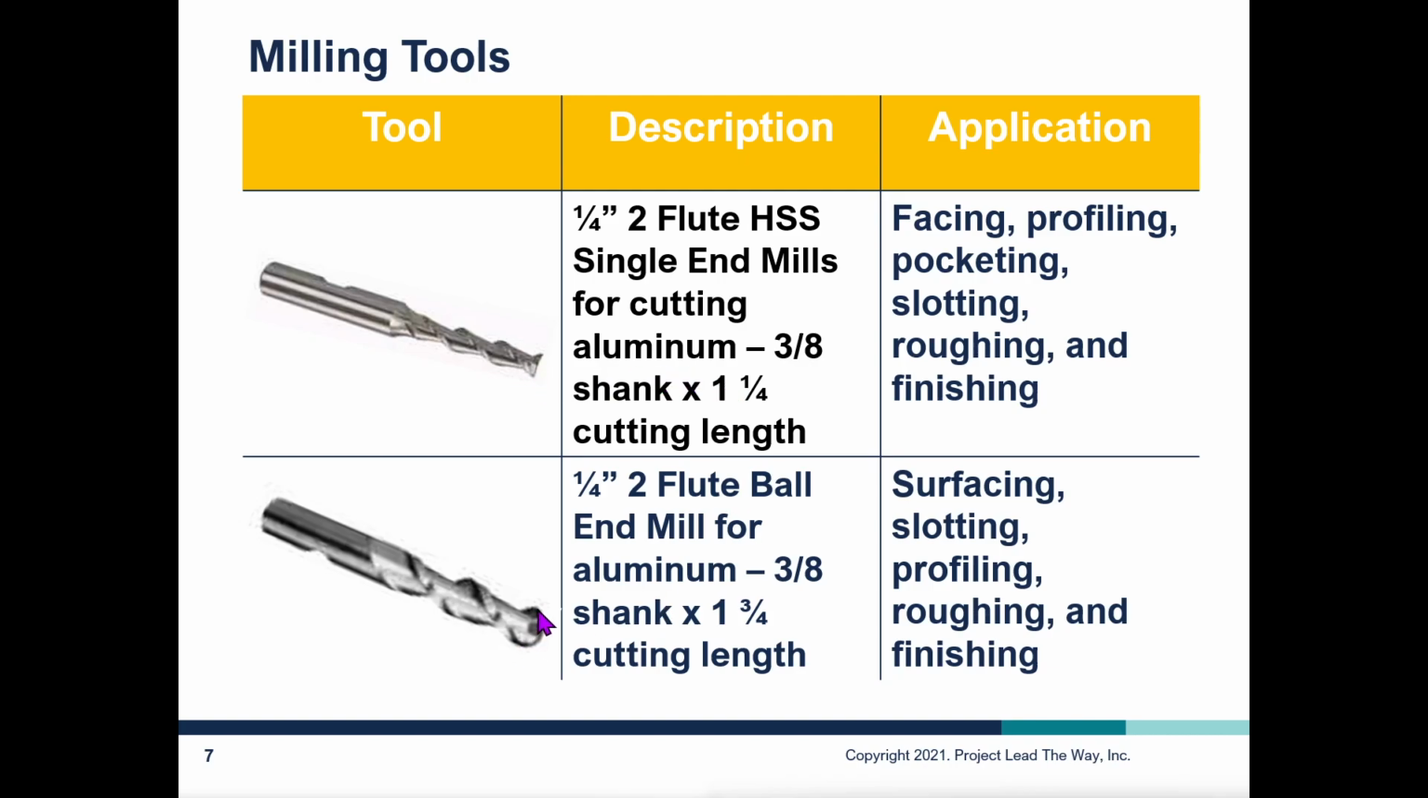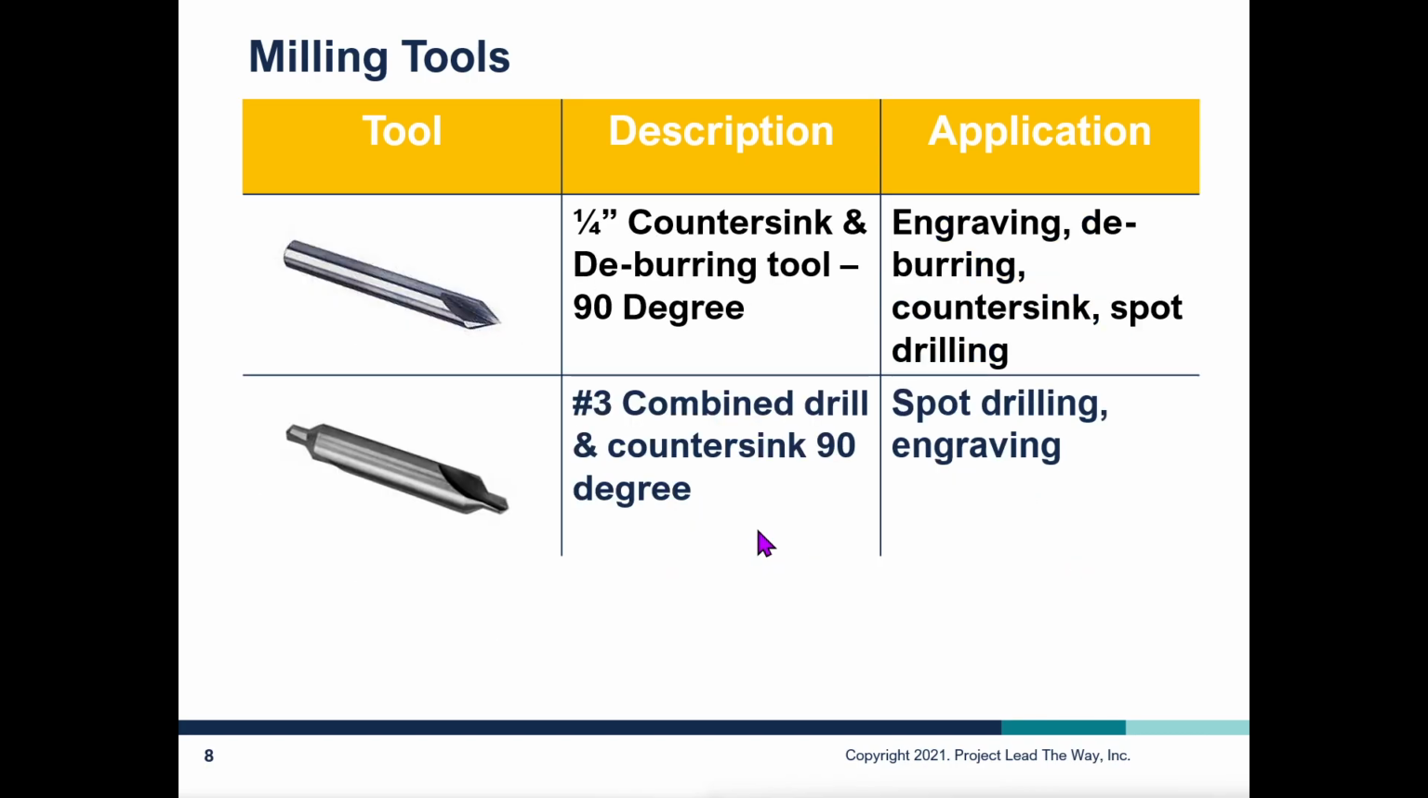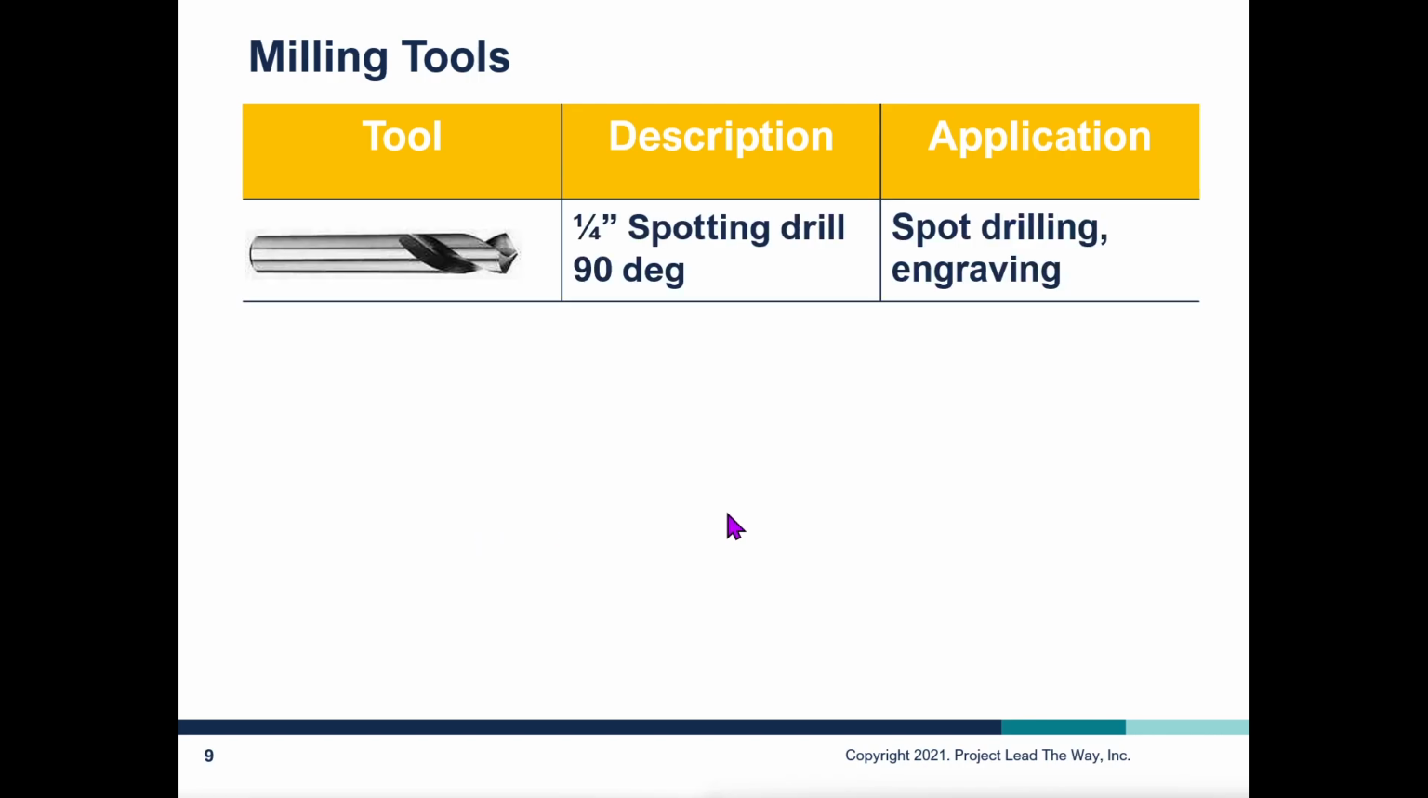This is a ball mill. You can see the ball shape here, and that's 2-flute. Again, countersinking and deburring, combination drill, and then a spotting drill. Okay, in our next video we will cover some definitions.